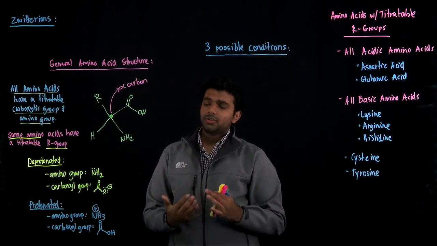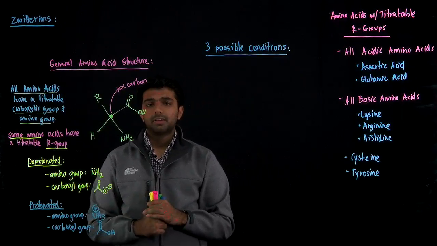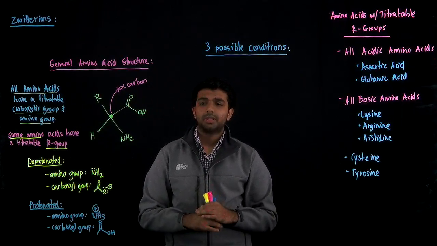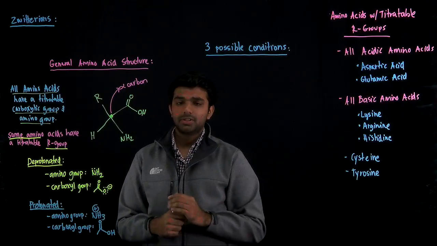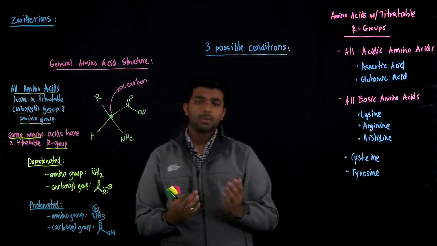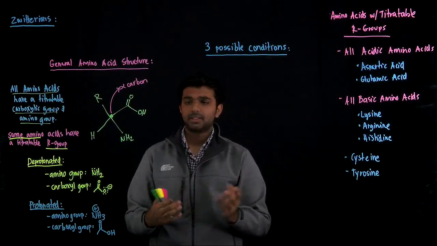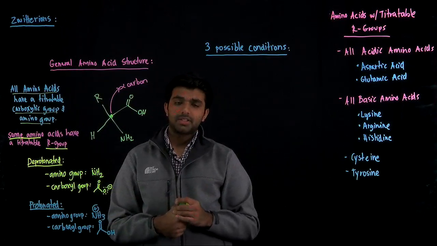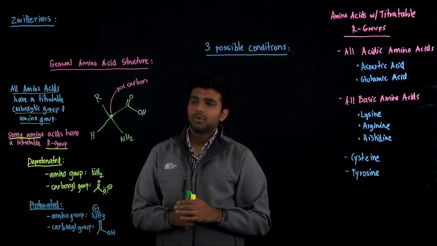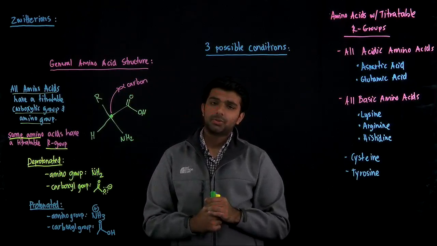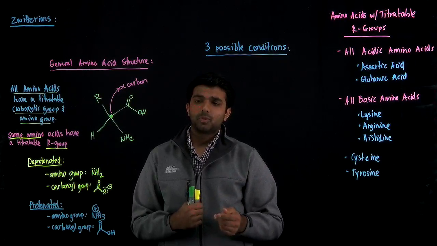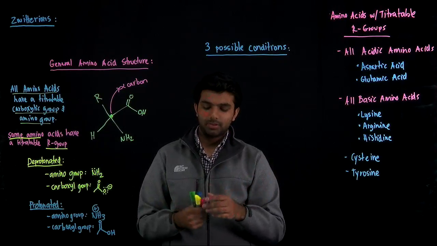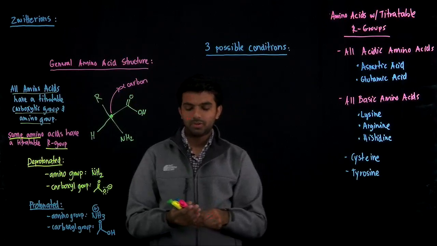When we're titrating them, there are two values we want to compare: the pH and the pKa. The pKa is a static characteristic of the molecule, so it's not going to change regardless of where we put it, whether in acidic, basic, or neutral conditions. The thing we can change is the pH. We can make the pH more basic, less acidic, more acidic, less basic, and we can play around with it. So this leads us to three possible conditions.